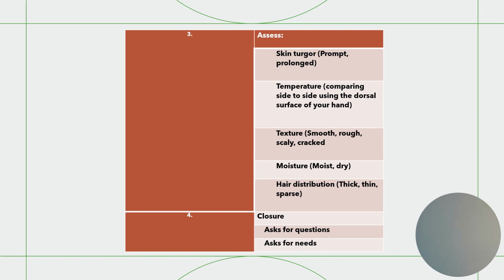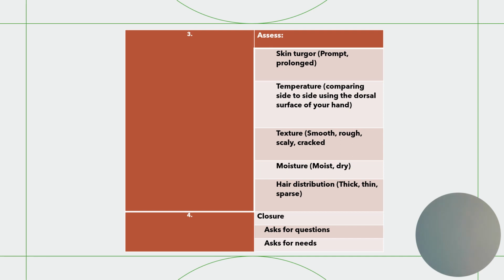And we're also looking at hair distribution. This can be an indicator of circulatory issues or some types of skin conditions. So, do we have adequate hair growth, or is it really thin? Is it extra hairy? And then, of course, always complete your closure.